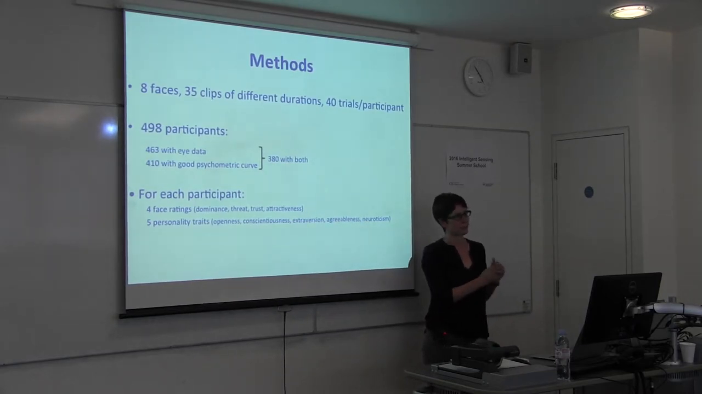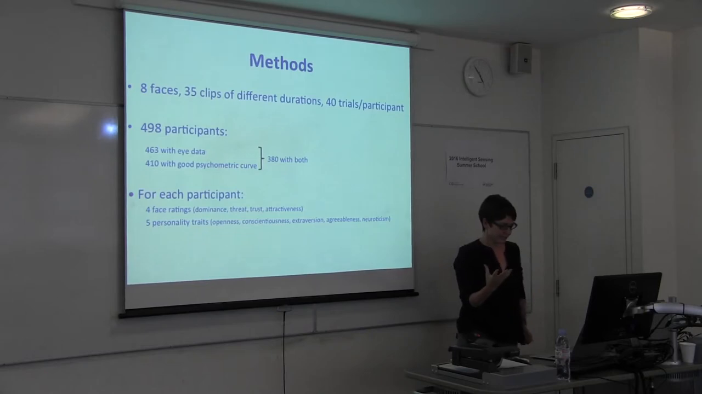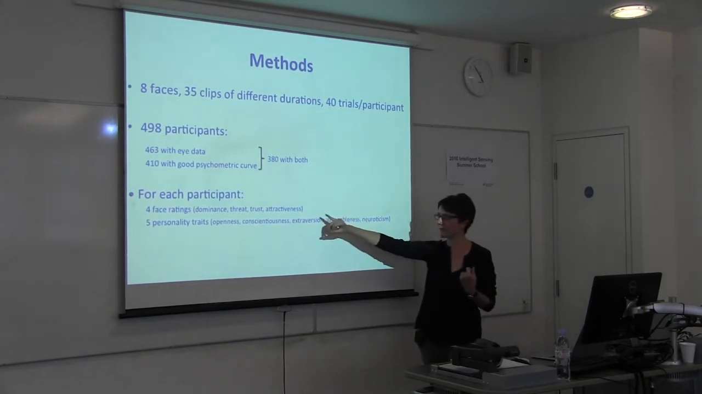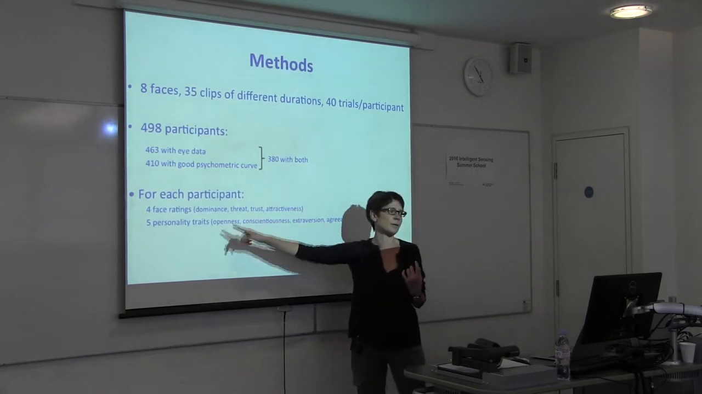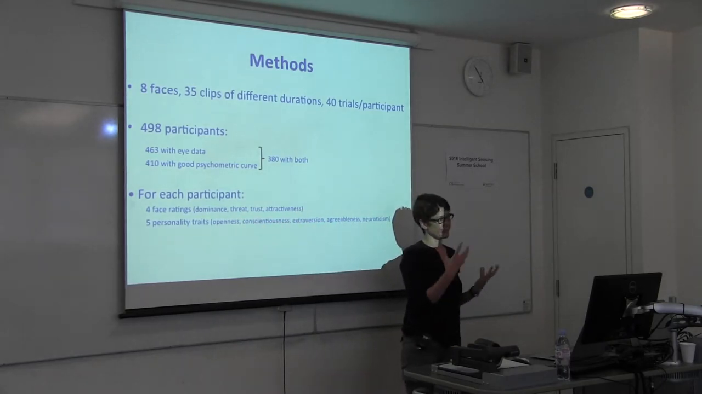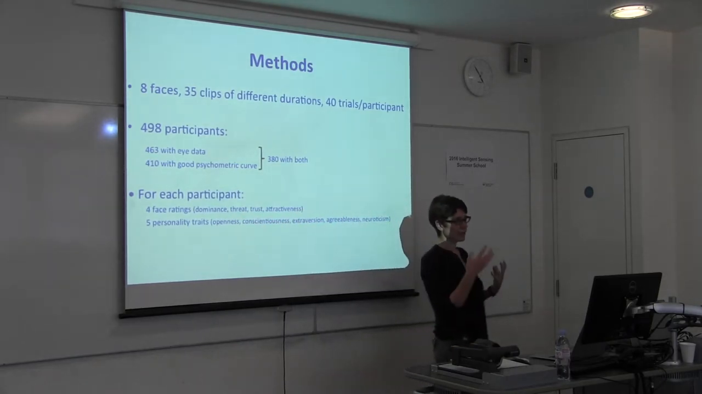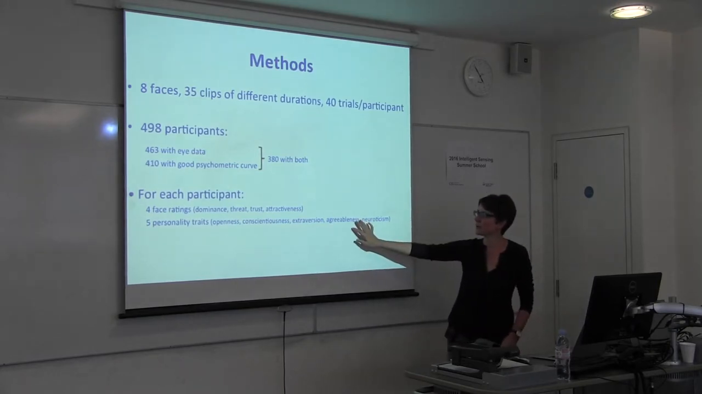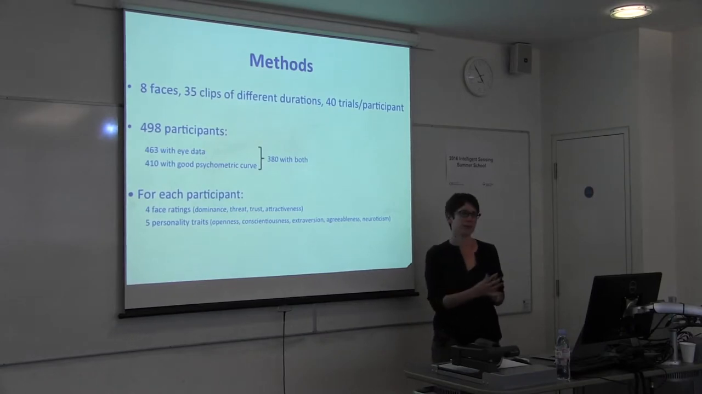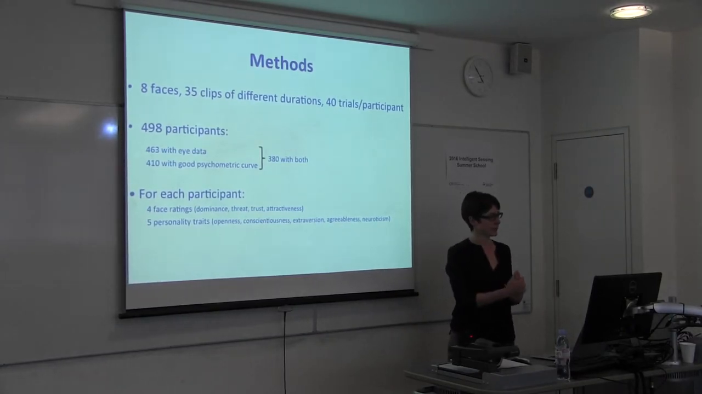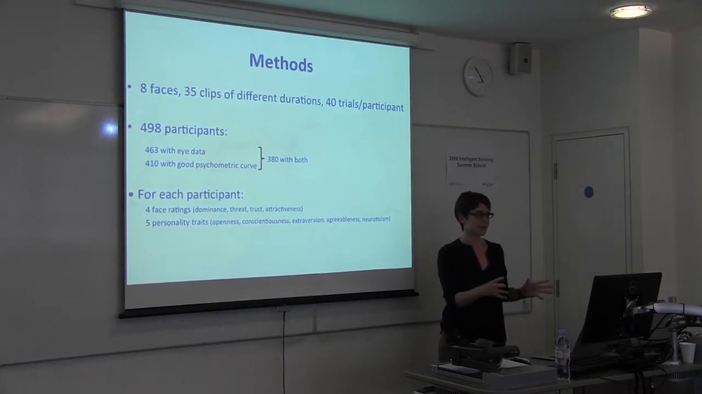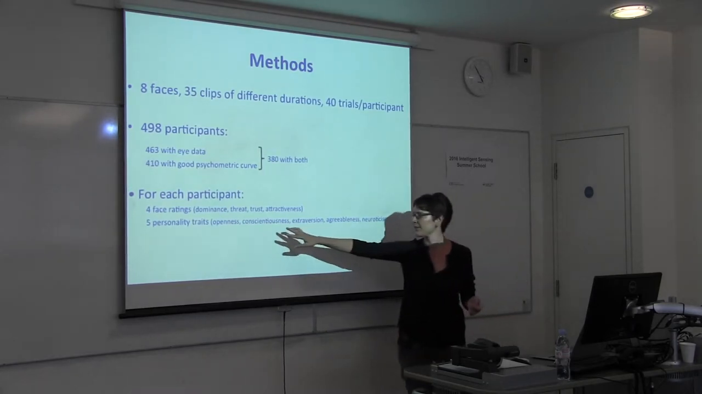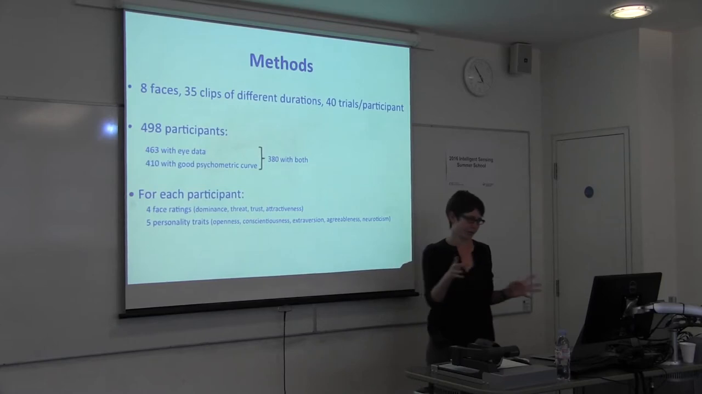It's been suggested that certain face traits, like dominance, might influence how comfortable you are with the amount of eye contact you make with someone. And we also measured personality traits in the actual participants. After they did the experiment, it was a very short questionnaire online, and we got these 5 measures of personality.